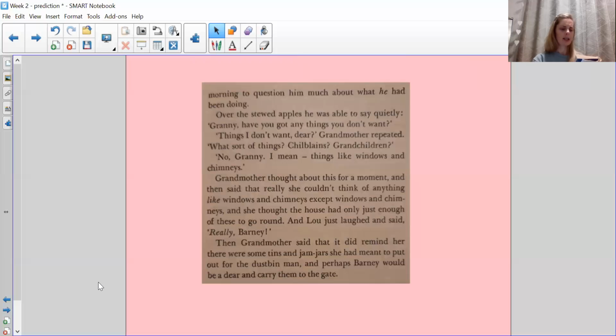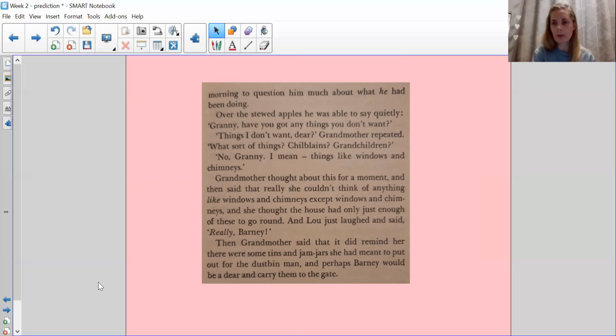don't want?" "Things I don't want, dear," Grandmother repeated. "What sort of things? Chilblains, grandchildren?" "No, Granny, I mean things like windows and chimneys." Grandmother thought about this for a moment and then said that really she couldn't think of anything like windows and chimneys except windows and chimneys, and she thought the house had only just enough of those to go around. And Lou just laughed and said, "Really, Barney?" Then Grandmother said that it did remind her there were some tins and jam jars she had meant to put out for the dustbin man, and perhaps Barney would be a dear and carry them to the gate.